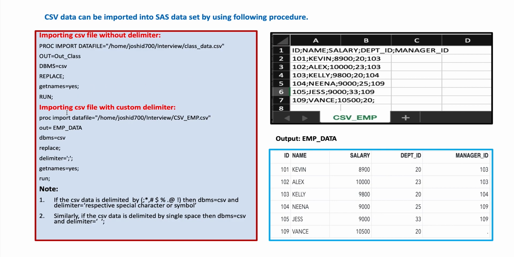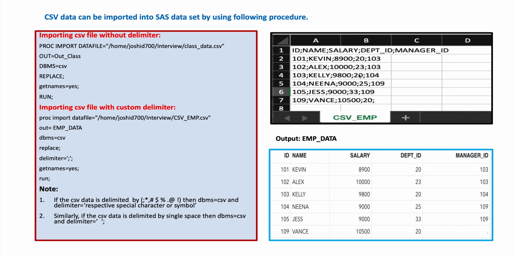Then the second one is importing a CSV file with a custom delimiter. An example is shown here on the right side, first table. There is one table named CSV underscore EMP. This is the data set, and the data set is delimited by semicolon. Such type of data is called custom delimited data.